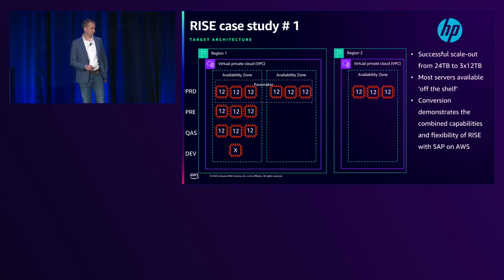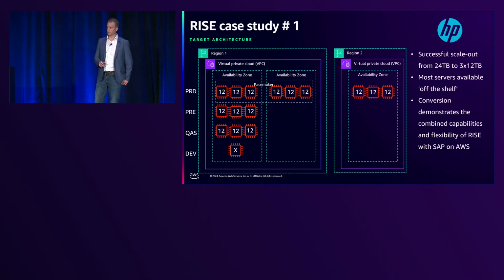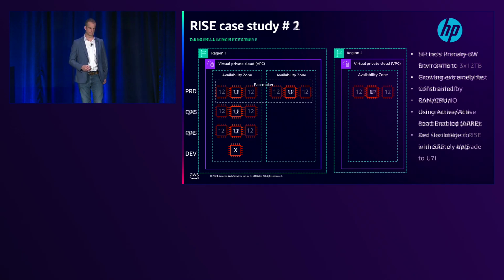The main consideration is something we pointed to before: the cluster placement group. It's critical for optimal performance before U7i. I want to point out that this was in a good region, Oregon, but it came with off-the-shelf availability, and it really shows the flexibility of RISE.